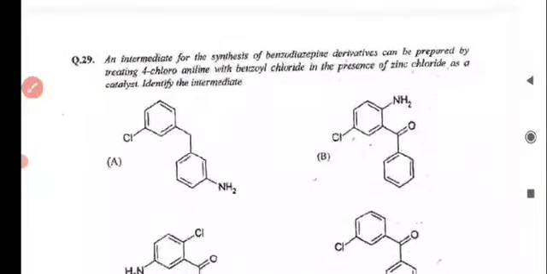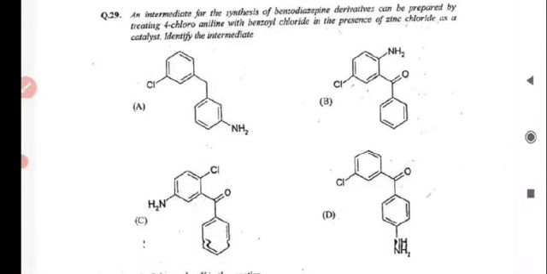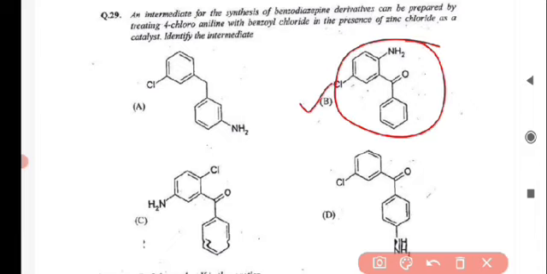Now moving to next question, and the question is, an intermediate for the synthesis of benzodiazepine derivatives can be prepared by treating 4-chloroaniline with benzoyl chloride in the presence of zinc chloride as a catalyst. Identify the intermediate. And the intermediate is option B, correct answer.